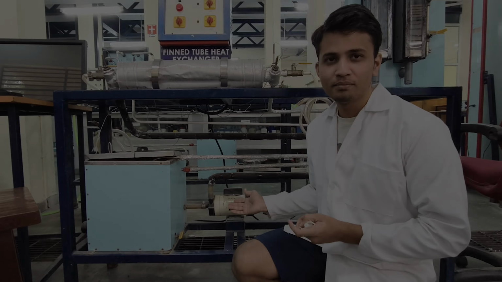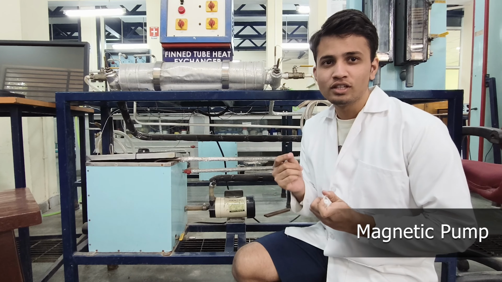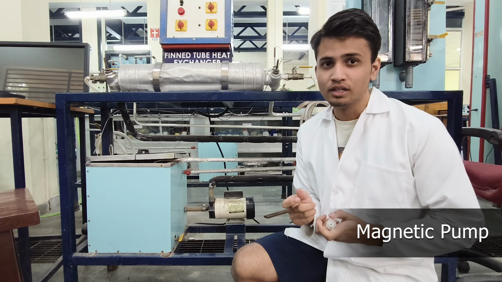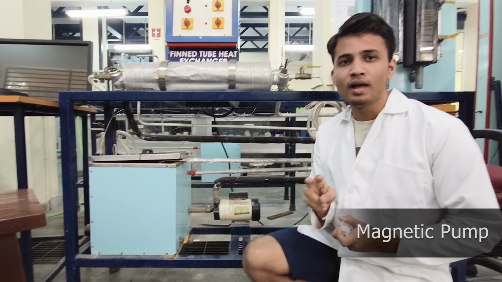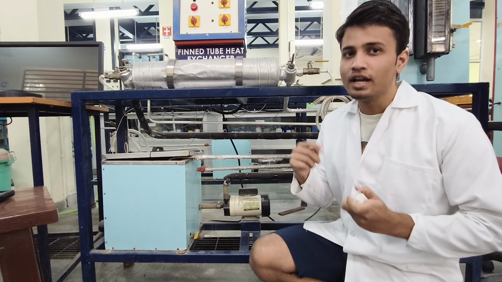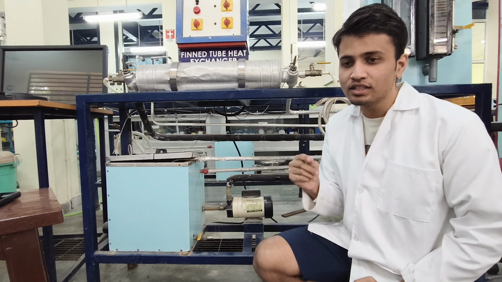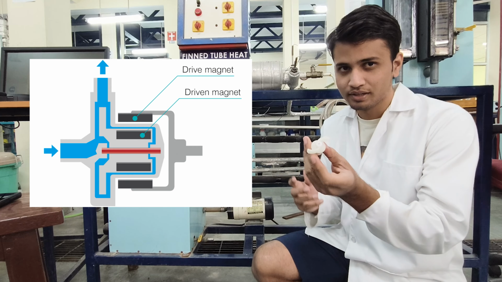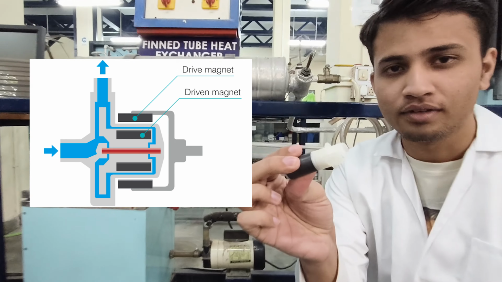Underway is a magnetic pump. The magnetic pump works on the basic principles of electromagnetism. It contains two magnetic rings, an outer magnetic ring and an inner magnetic ring. The outer magnetic ring is connected to an electric motor and the inner magnetic ring is connected to an impeller. Like here, this is what I have in my hands.